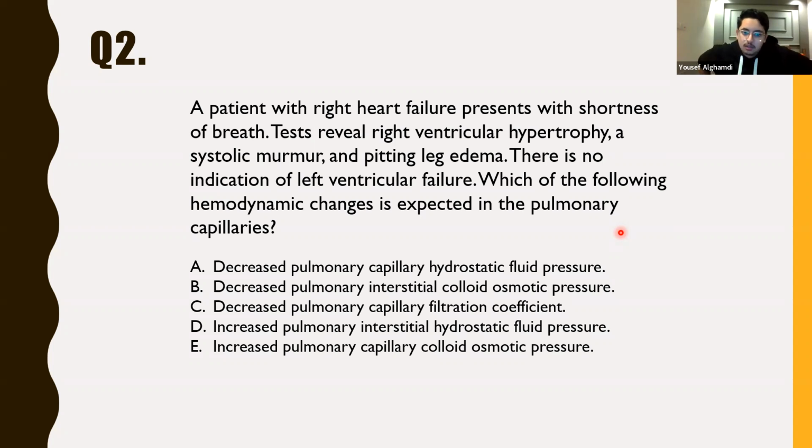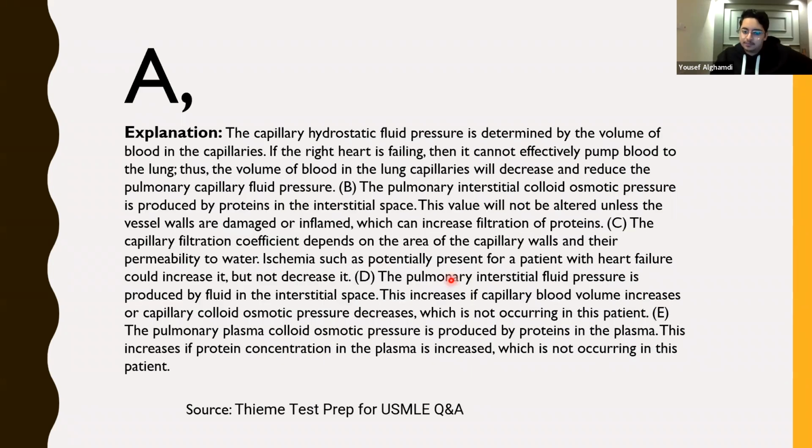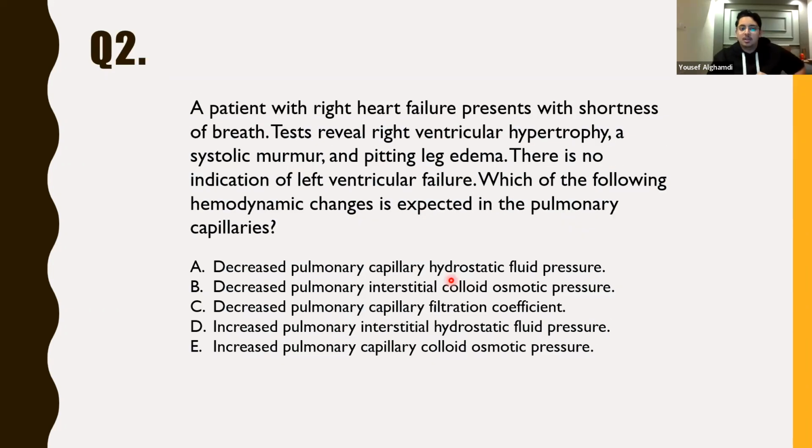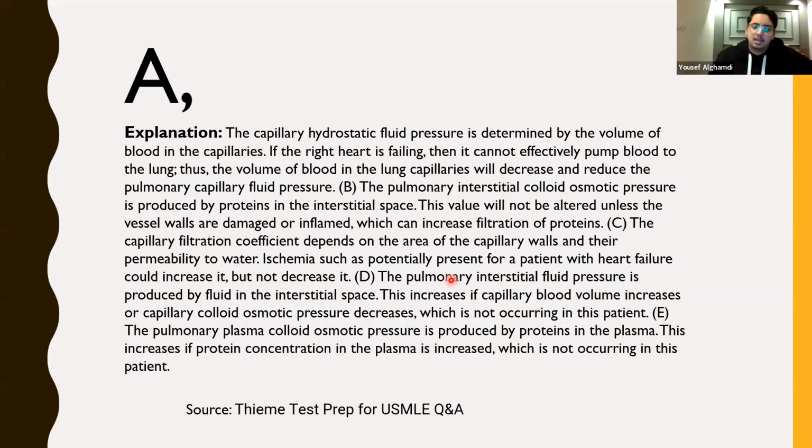Okay, someone says D. Does anyone else have any other answer? This is actually a difficult question. A, okay. Very good. Yeah, it is. The answer is A, decreased pulmonary capillary hydrostatic fluid pressure. That's very good. So it's basically right heart failure, right? If the blood in your right heart isn't being pumped very well, it won't go to the lungs, right? So your hydrostatic pressure will decrease in the lung. Okay, I'm glad you guys can answer that.